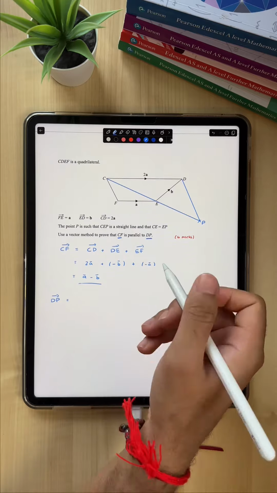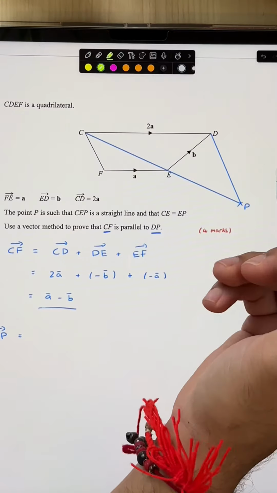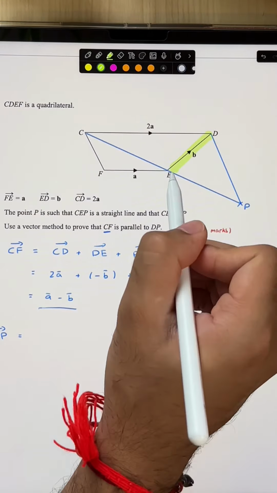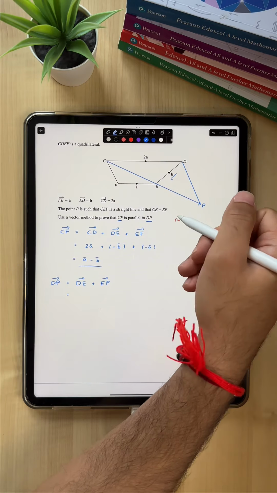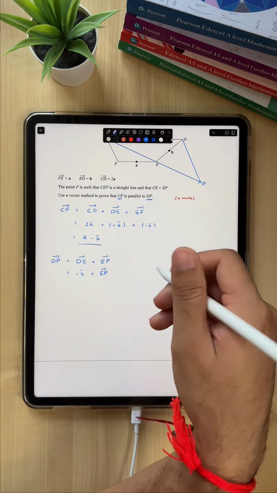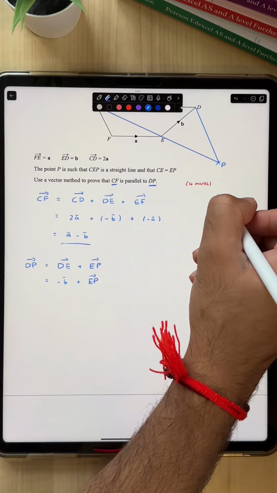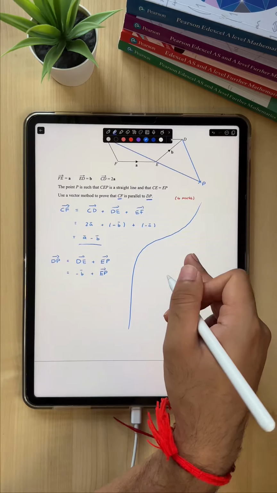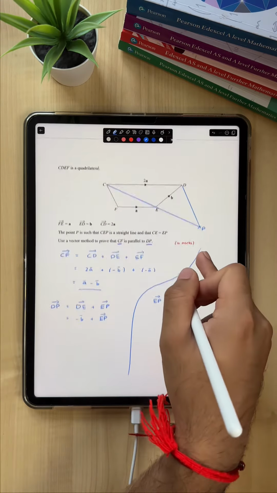Okay, cool. Now we need to figure out what D to P is. So this one here. Quite clearly the best way would be D to E and then E to P. DE we know is minus B, but E to P isn't that obvious. So we're going to have to do some working on the side to figure that one out. I'm just going to box it off away from my official working, just to keep things a little bit cleaner. So E to P, what do we know about E to P?